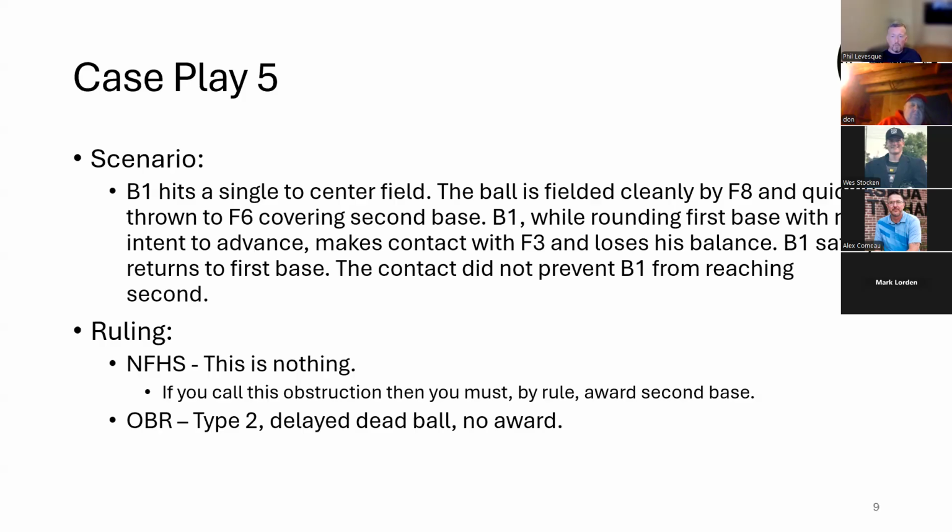If you do call it obstruction, by rule, you have to award second base. And in OBR, this would be type 2 obstruction. We would call the obstruction because he was impeded, but we would keep the runner at first base. Any questions about these case plays?